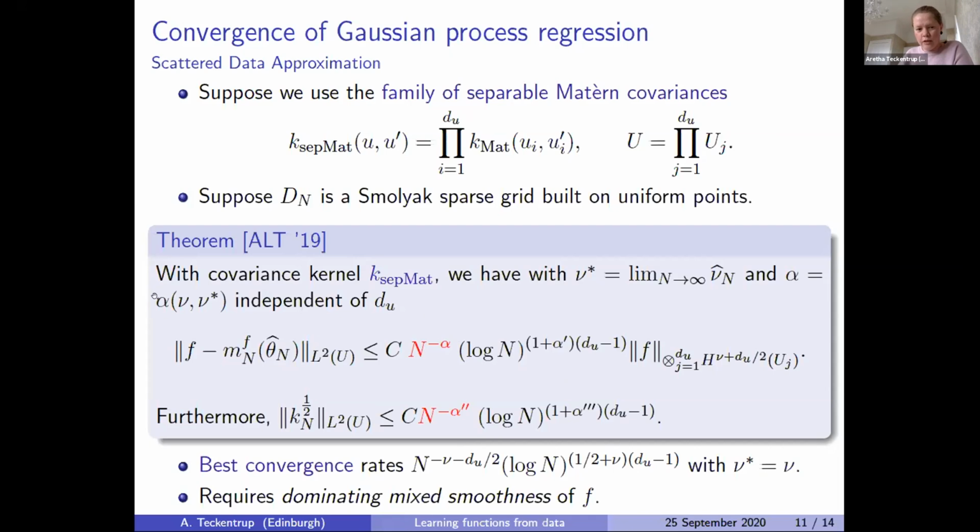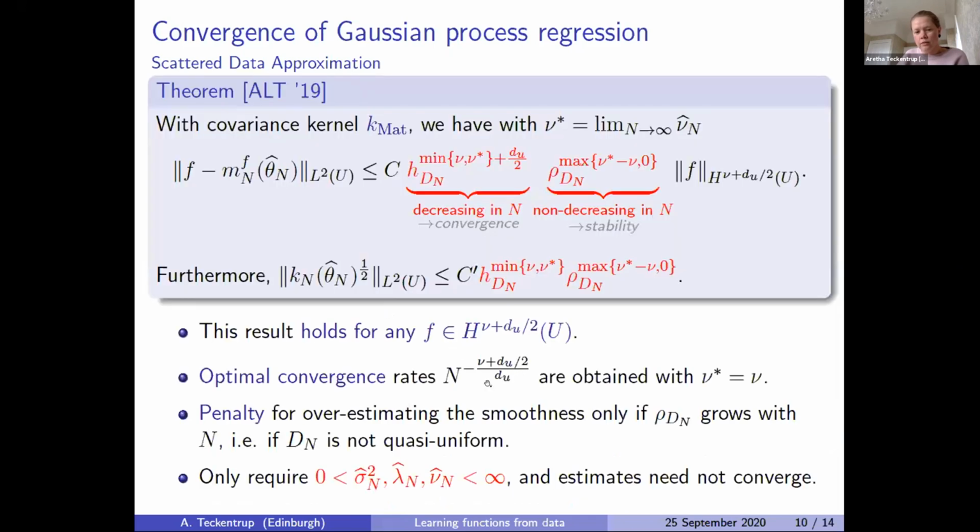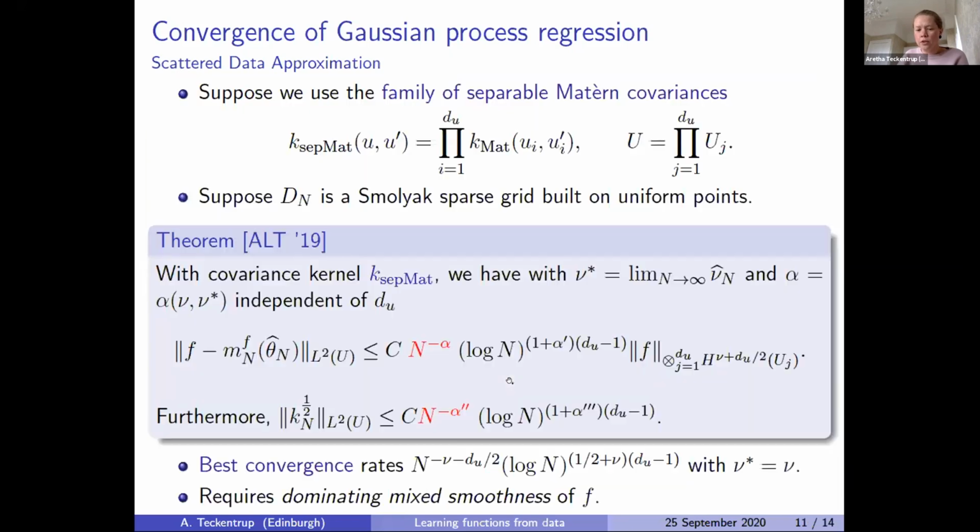The alpha that you get here again depends on the true smoothness of your F and the estimated smoothness, but it is independent of the dimension. So we don't get this problem that the rate deteriorates with the dimension, but you do get something that is independent of the dimension up to this log factor. So you do still have this log factor that depends on the dimension, but the rate that you get here is independent of the dimension.